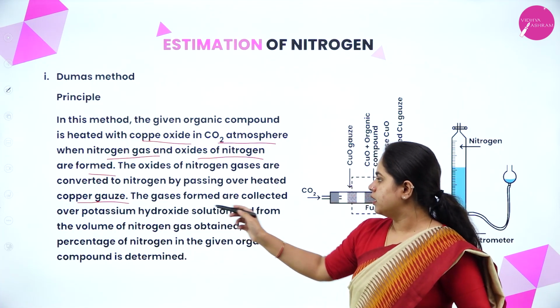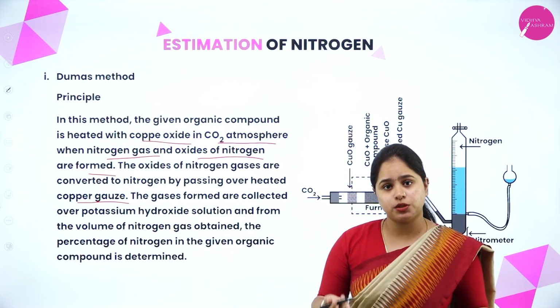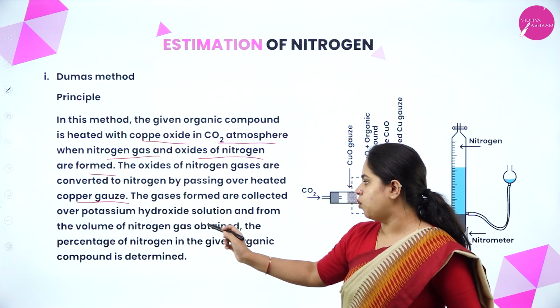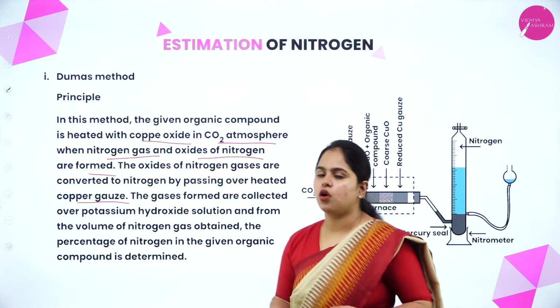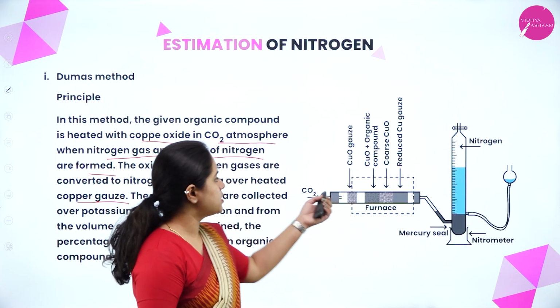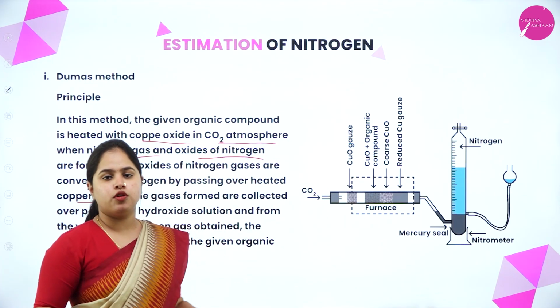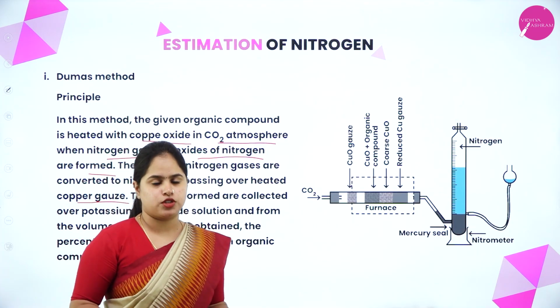Okay. Now, the gases formed are collected over potassium hydroxide solution, and from the volume of nitrogen gas obtained, the percentage of nitrogen in the given organic compound can be determined. So, this is the apparatus that you can see. Before discussing the apparatus, let us see the procedure, right?